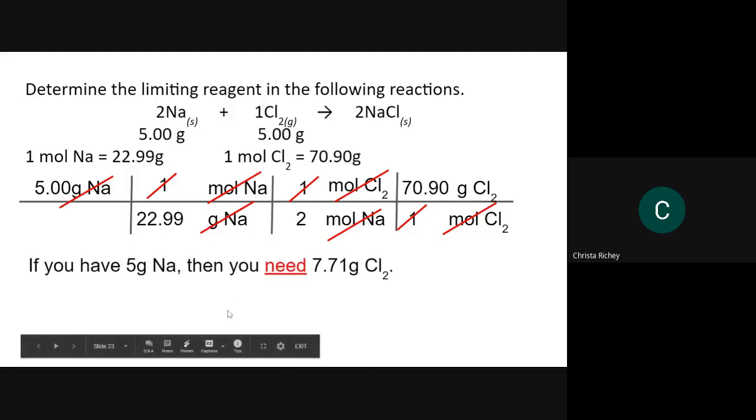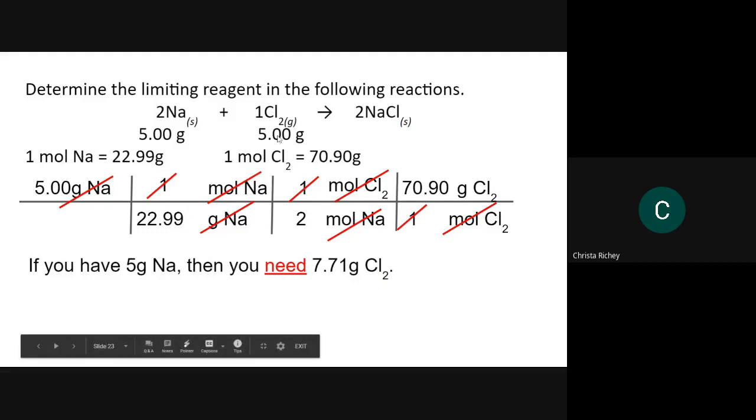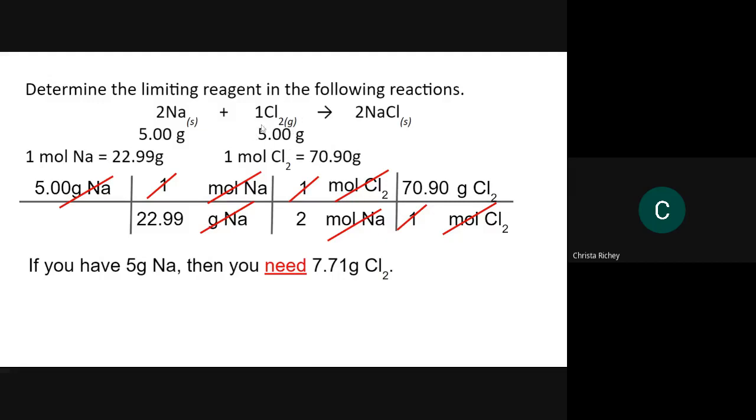So this says if I have 5 grams of sodium to completely react, I have to have at least 7.71 grams of chlorine. This is what I need. This is what I have. I don't have enough. And so my limiting reagent is the chlorine.